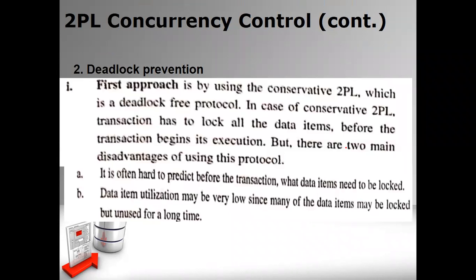So we will see the deadlock prevention policy. In the deadlock prevention policy, we have already seen the conservative two-phase locking protocol, which is a deadlock-free protocol. Now what this protocol does is, the conservative 2PL protocol locks all the data items that are required for execution of the transaction beforehand only. So before the transaction begins, it takes all the locks on the data items that it wants for that transaction.